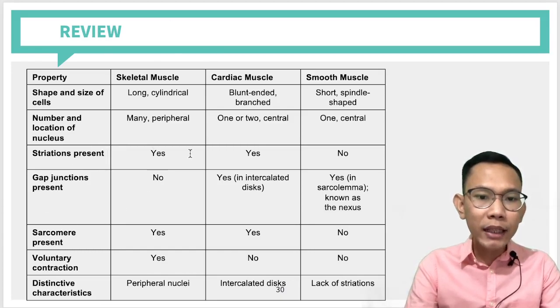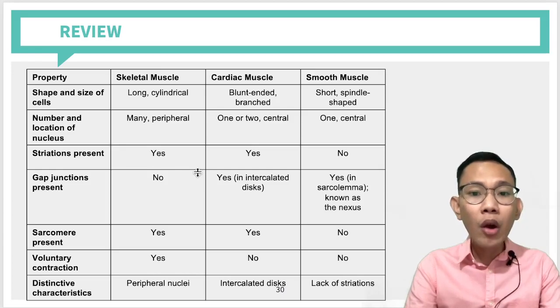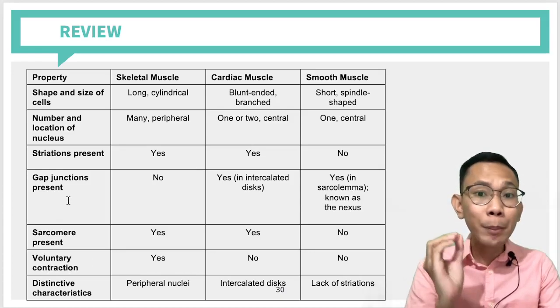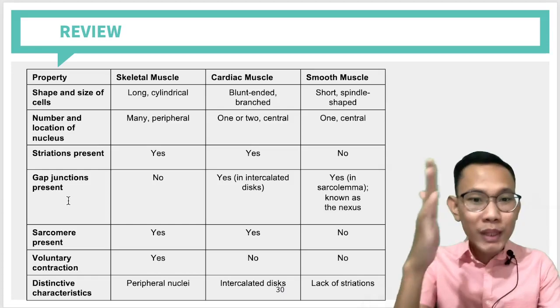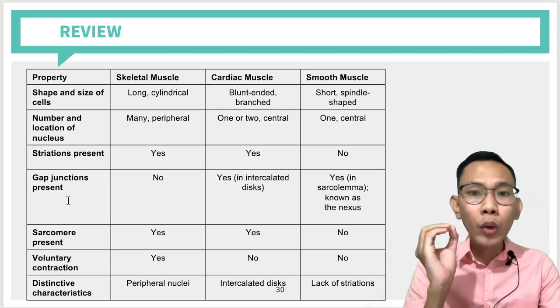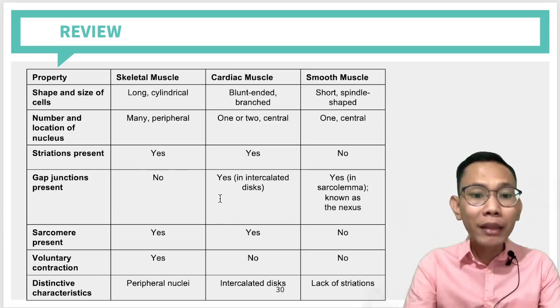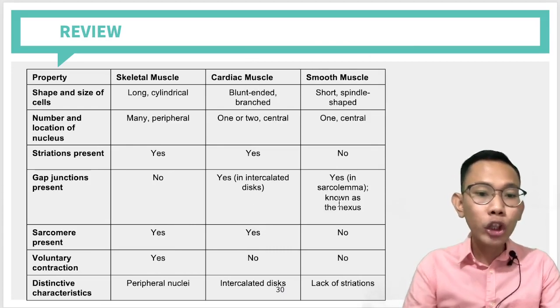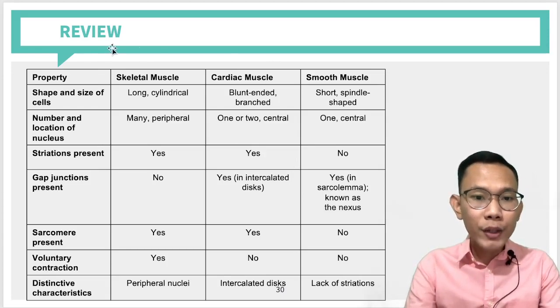Gap junctions: in your skeletal muscle, there is no presence of gap junctions, while in your cardiac and smooth muscle there are gap junctions, in your intercalated discs and in your sarcolemma, known as the nexus. Sarcomere presence: again, what is a sarcomere? It is the repeating unit from Z-line to Z-line that makes up your myofibril. Skeletal and cardiac muscle have sarcomeres, while smooth muscle has none. In terms of voluntary contractions or nervous control, your skeletal muscle is voluntary, while your cardiac and smooth muscle are both involuntary.